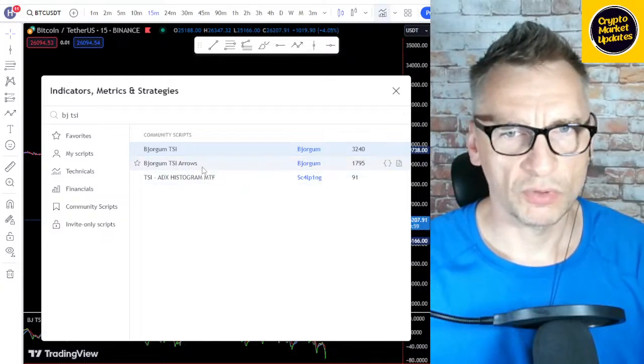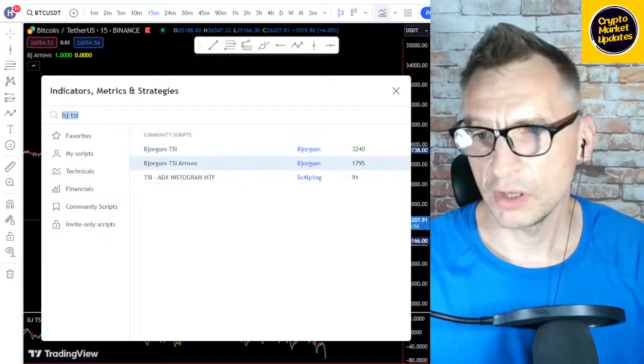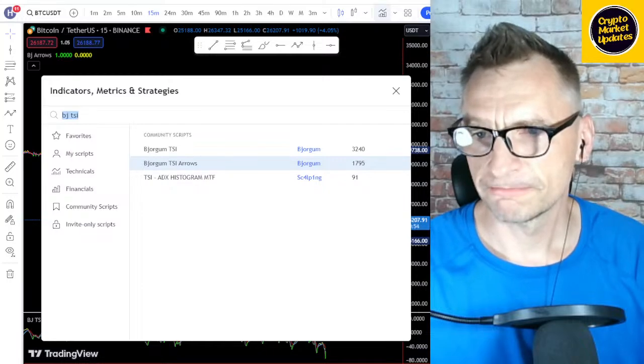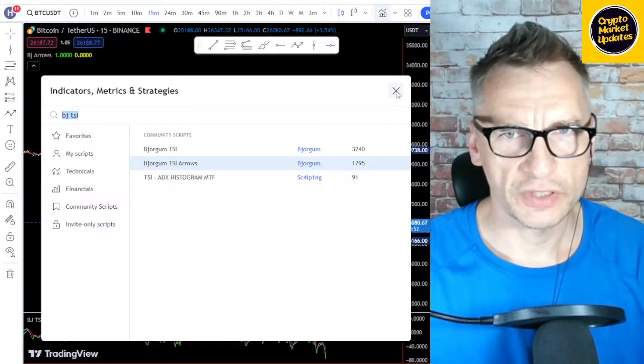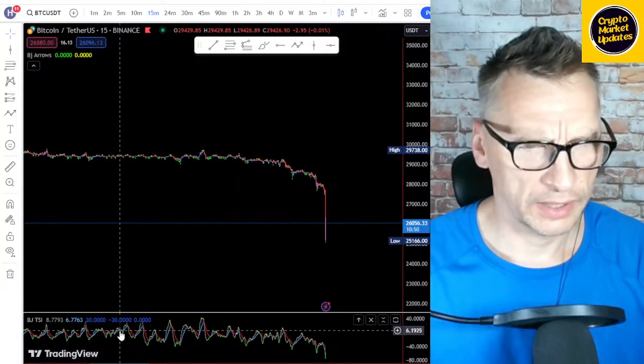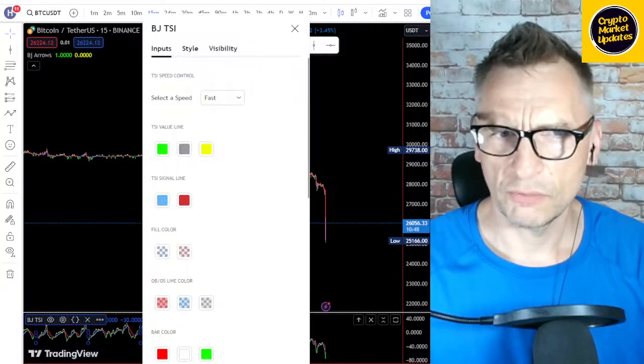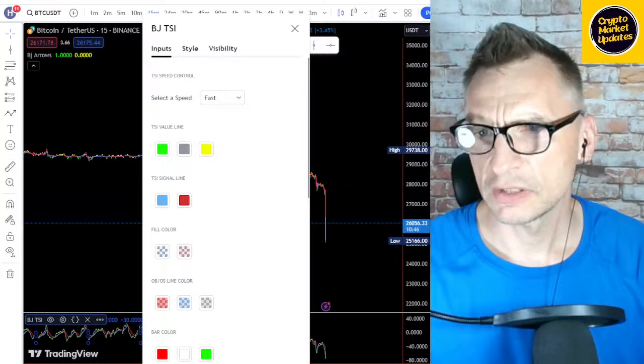BJTSI arrow, that's just the one right below here. We'll add this one as well. Go to the settings of the first indicator. Settings of the first indicator, okay. That's this guy here, and we need to make some changes here.